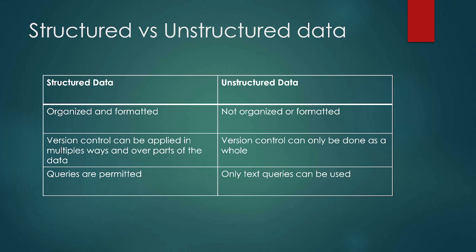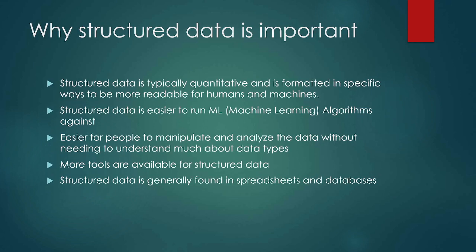So version control can be applied over parts of the data if it's structured data, or it can be done in different ways. Whereas with unstructured data, version control only happens over the whole of the data. Structured data allows queries of different types. Unstructured data only allows text-based queries.